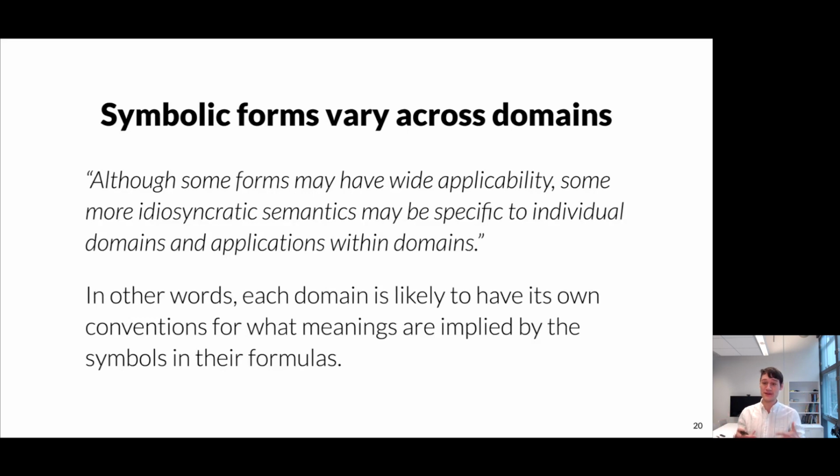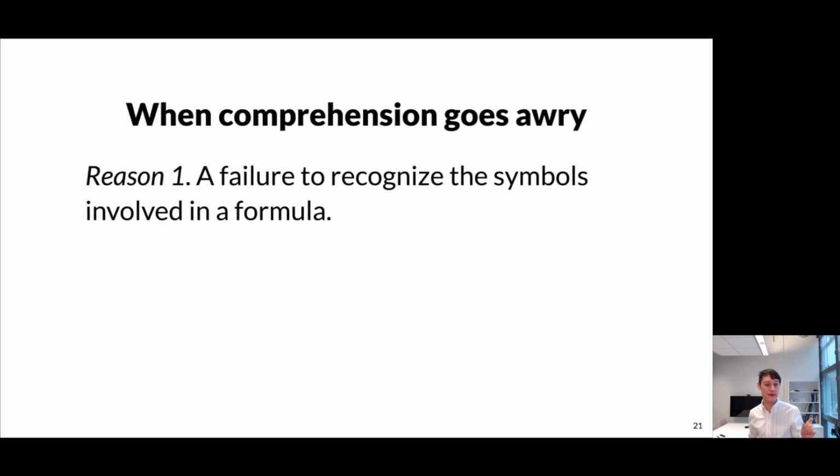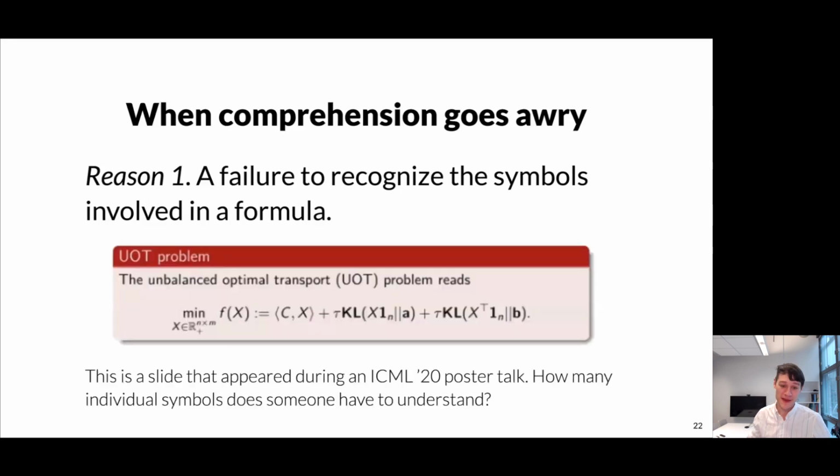So when people don't understand a formula, what could be going awry? The first thing that might go awry is maybe someone just fails to recognize the individual symbols within a formula. Here I've scraped a particular example from an ICML 2020 poster talk. That's, I think, representative of many technical talks that put a very large formula like this on the screen. In order to understand this formula, you have to understand the gist of what F and X, a C, a K, a tau, an L, and so on and so forth mean before you even start thinking about these larger structures.